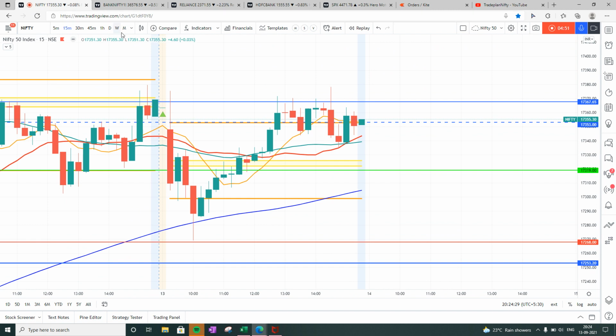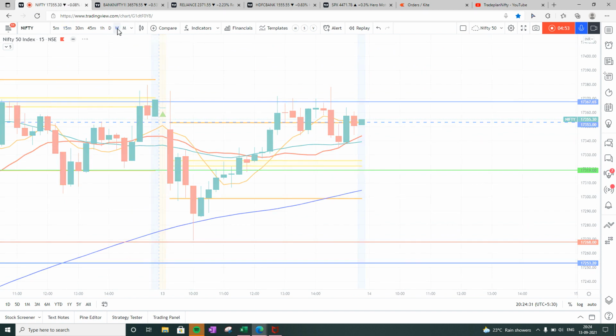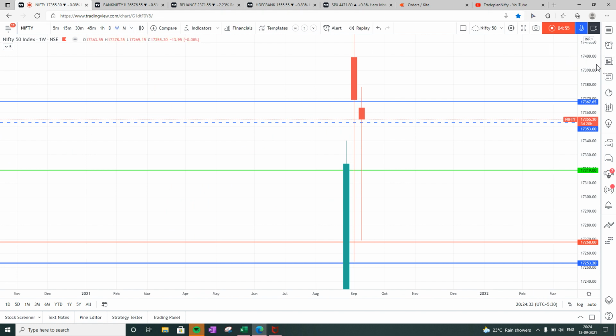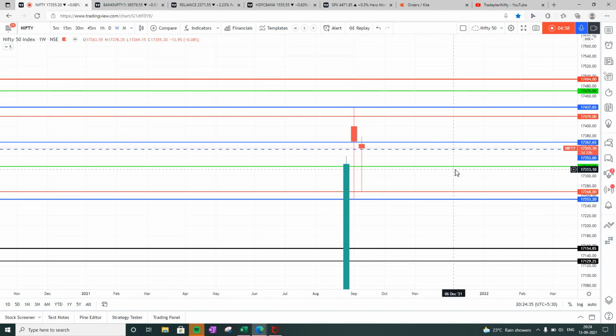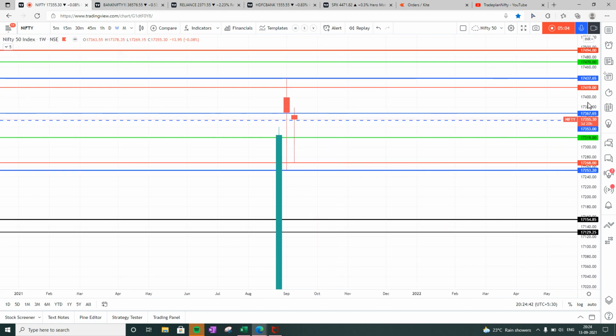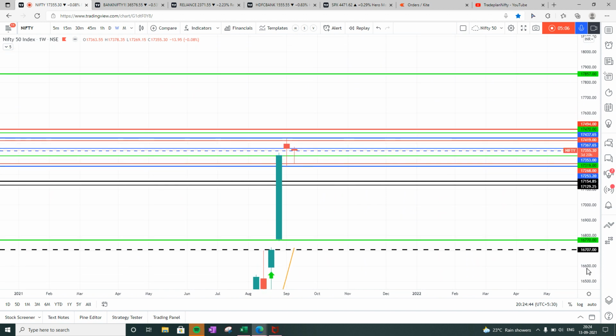So let's see how it is shaping up for Lalaji. When we look at Lalaji on the weekly chart, we see that it is forming a wick on the upside and is still above all the moving averages. The 8 bar is at 16,713. So this will definitely act as a very good support, and it is definitely an uptrend.